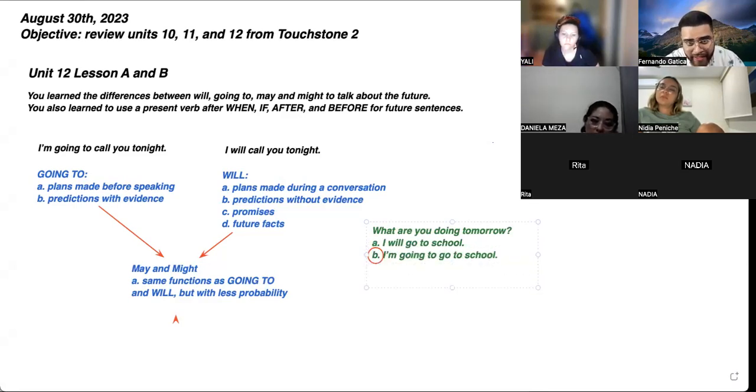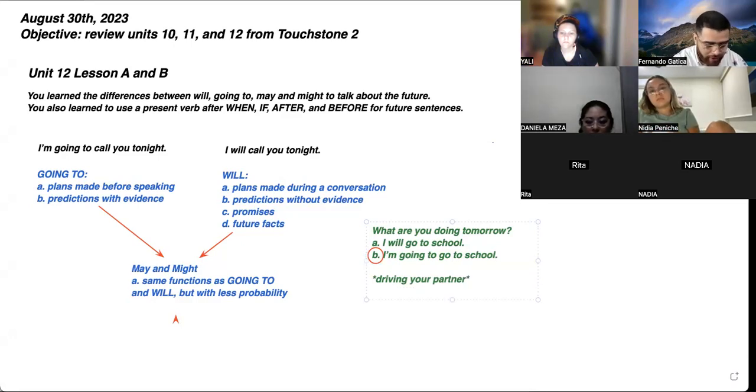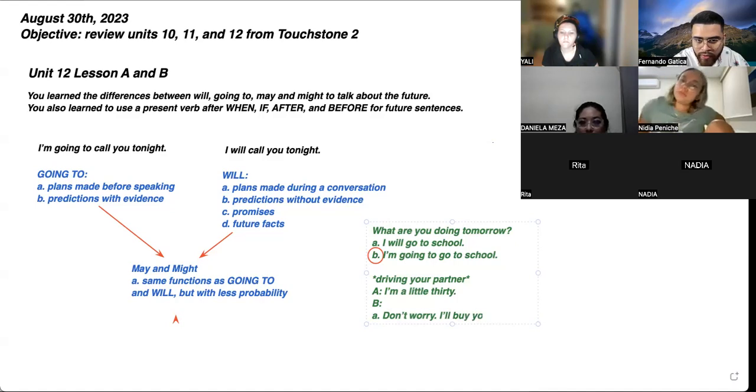And if somebody says, for example, imagine that you're driving with your partner, your wife, your husband, your boyfriend, girlfriend. You're driving with your partner and he or she says, I'm a little thirsty. Are you going to say, don't worry, I'll buy you a drink? Or don't worry, I'm going to buy you a drink?